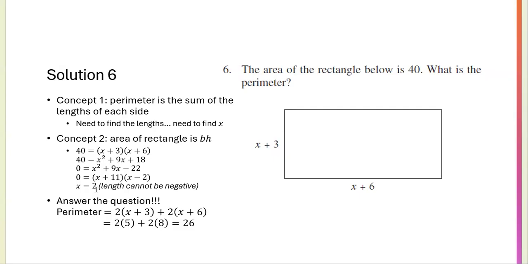And we got to answer the question. We're interested in the perimeter. So this length is 2 plus 3, which is 5. This length is 6 plus 2, which is 8. So 2 times 5 plus 2 times 8, that is 26. That's the answer we fill in.